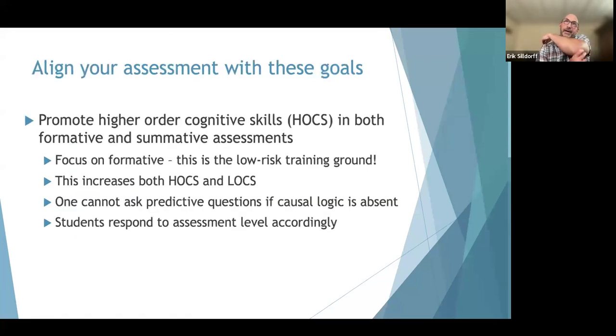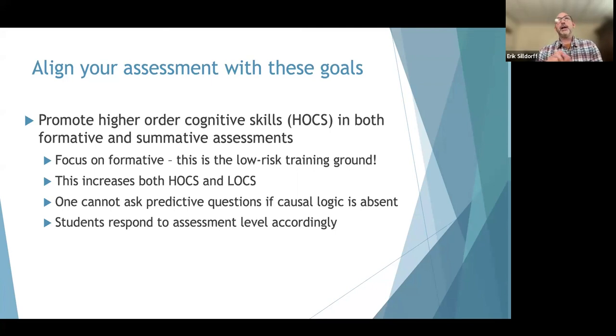So sort of the other side of this is that you need to align your assessment with these goals. And so we want to promote those higher order cognitive skills, the HOCs, in both formative and summative assessments. Now, first thing I'll say is that my perception is that you should focus on formative. One is that students find that more effective. They would rather be tested more frequently to keep them on the ball and on top of the material. And that's good. I think that's a positive thing for both them and for me. But it's also sort of a low risk training ground for the summative assessments.